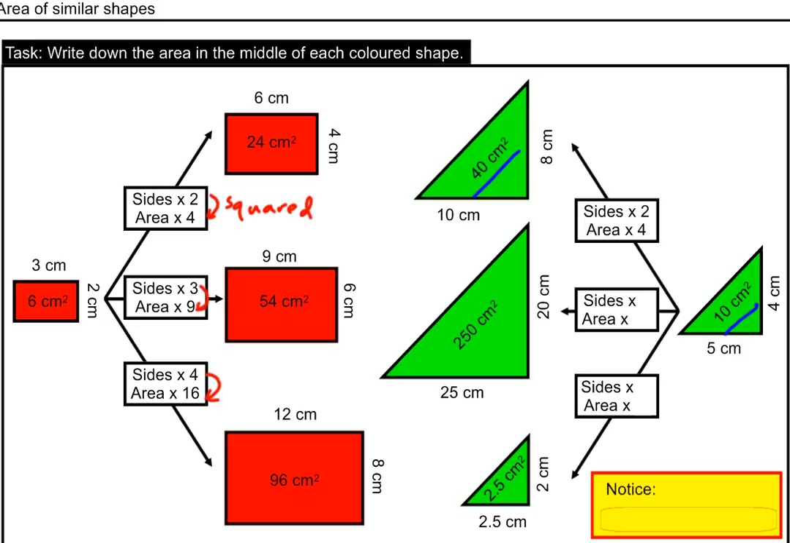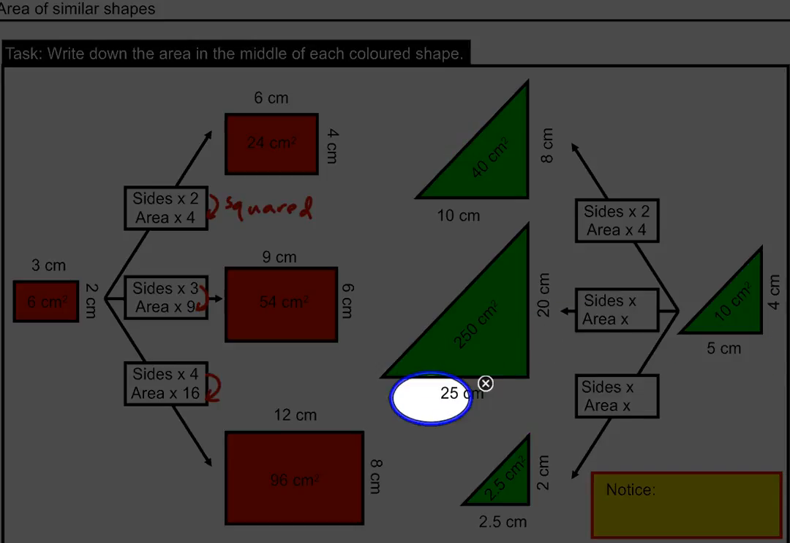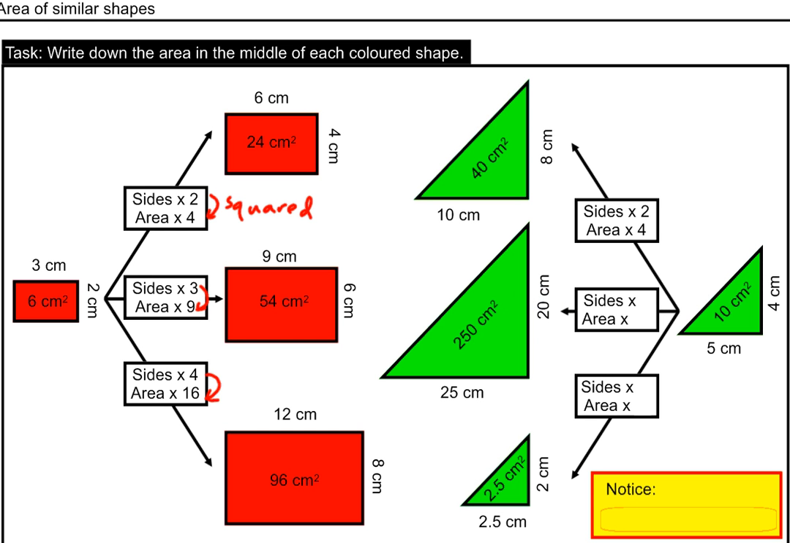For the middle one, 5 times 5 is 25. 4 times 5 would give me 20. My sides have a scale factor of 5. But my area, 10 times 25 would give me 250. 5 squared is 25.